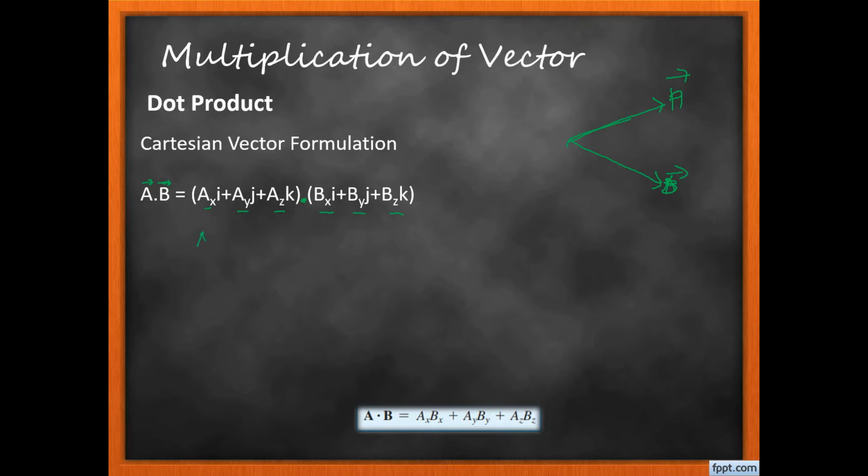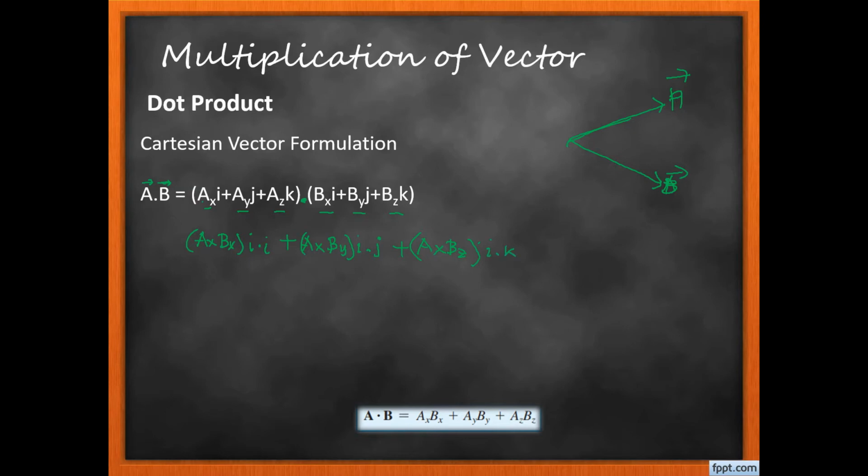So pwede natin sabihin na yung AX times BX multiplied by i ng ating A dot i ng ating B, plus meron tayong AX times yung ating BY multiplied by yung i ng ating A, then yung j ng ating B, plus meron tayong AX times BZ multiplied by i and k.